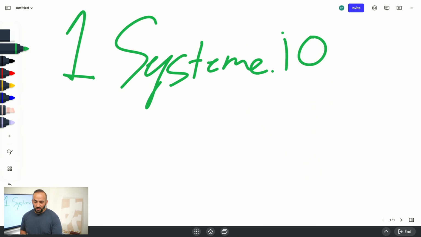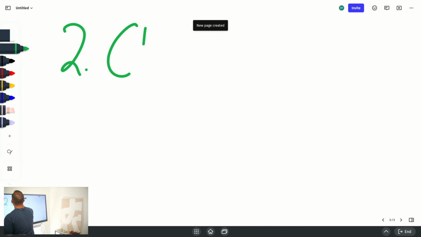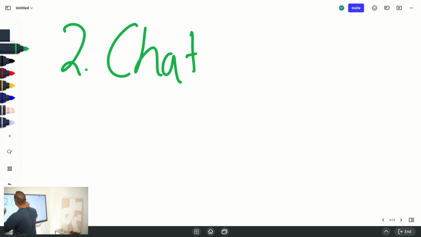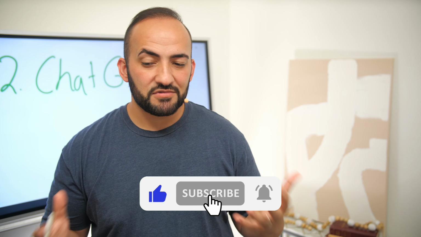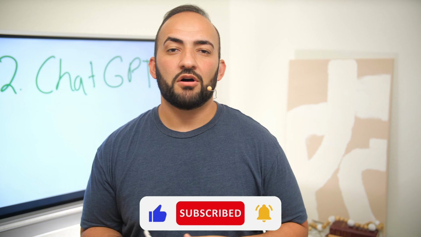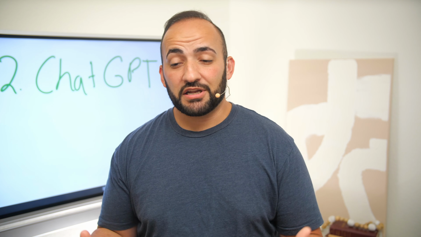So the next tool, a lot of you probably already know it, but this one is called Chat. Let me know in the comments, what is it? You already know, it's ChatGPT. This AI software platform, whatever you want to call it, is a super powerful software. If you haven't checked it out, I highly recommend you go check it out.